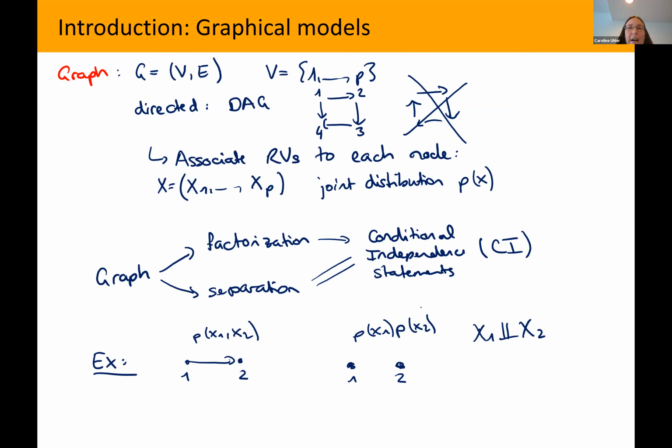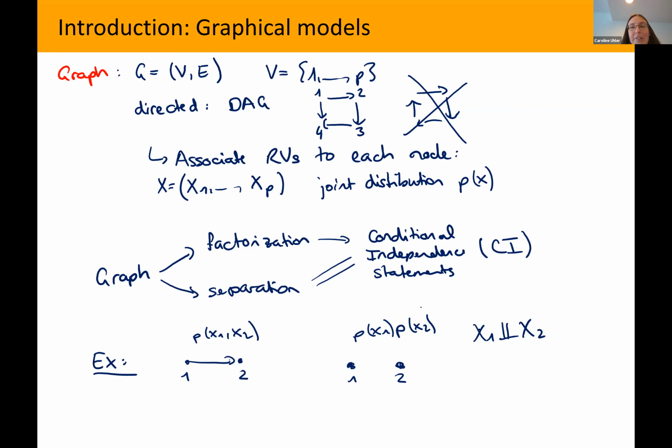Okay, so this is the picture. I want to convince you that this all works out in the directed and undirected settings: tell you what the factorization is with respect to a graph in the undirected setting, what it is in the directed setting, and tell you how to read off separation statements in a graph in the directed and undirected setting.